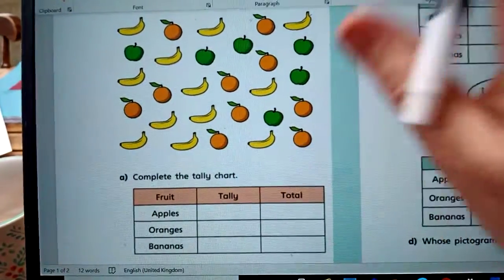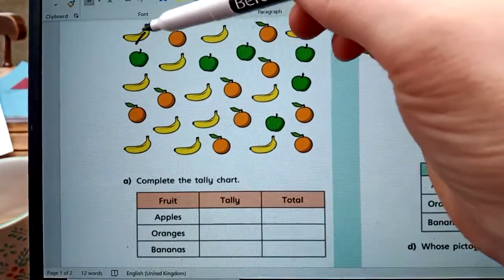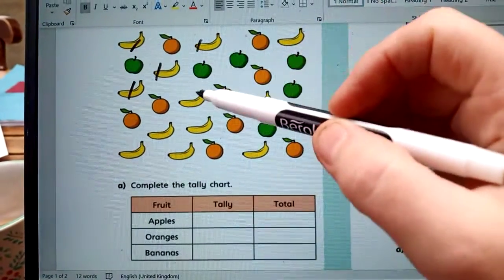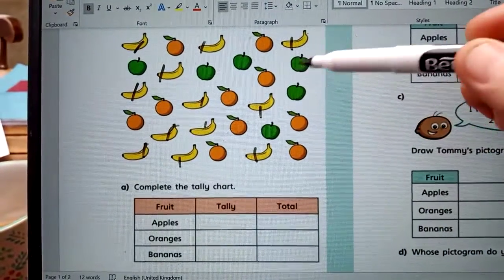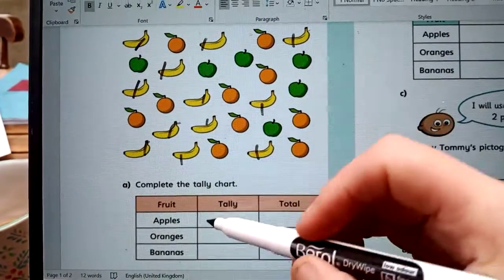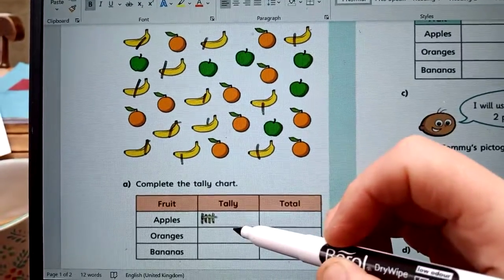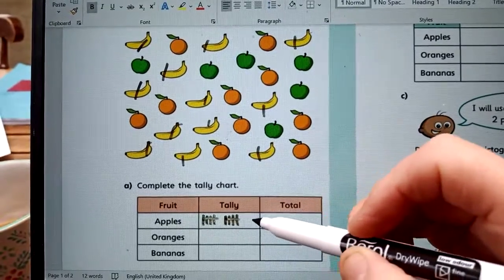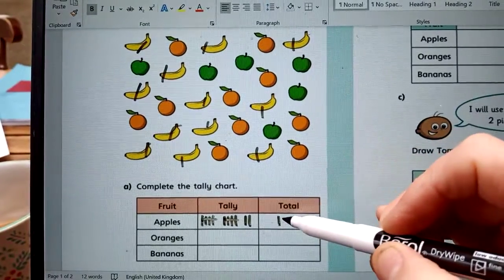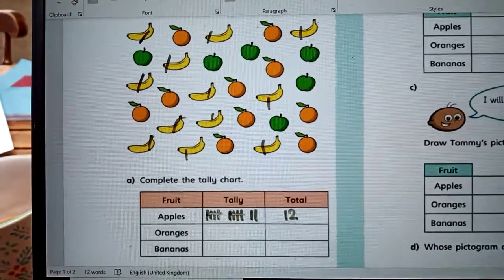Okay. With this first activity, you basically need to count the bananas. Cross them off as you go. So that's 1, 2, 3, 4, 5, 6, 7, 8, 9, 10, 11, 12. I can see 12 bananas, so here I go. 1, 2, 3, 4, shut the gate, 5. 6, 7, 8, 9, shut the gate, 10. 11, 12, and the total is 12. Okay, so when you come to do that, that's what I'm expecting for that one.